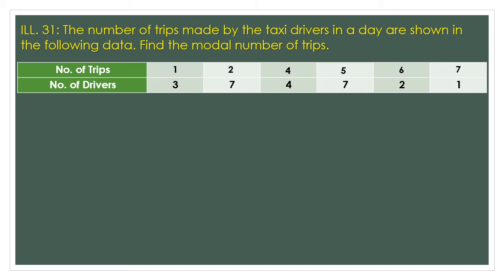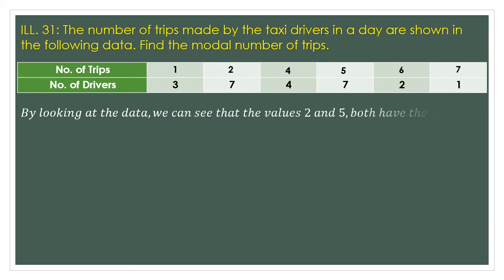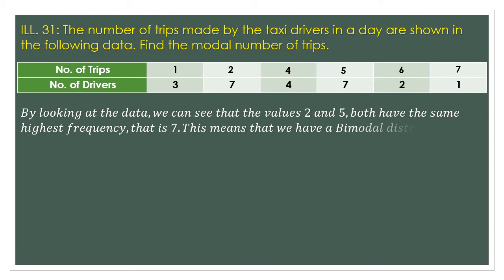So the number of drivers are our frequency, and the maximum frequency, if you see, it is 7, but there are 2 times 7. That means there are 2 different values which have the maximum frequency. That would be 2 and 5. We can see that the values 2 and 5 both have the same highest frequency, that is 7. That means that we have a bimodal distribution with modes 2 and 5.